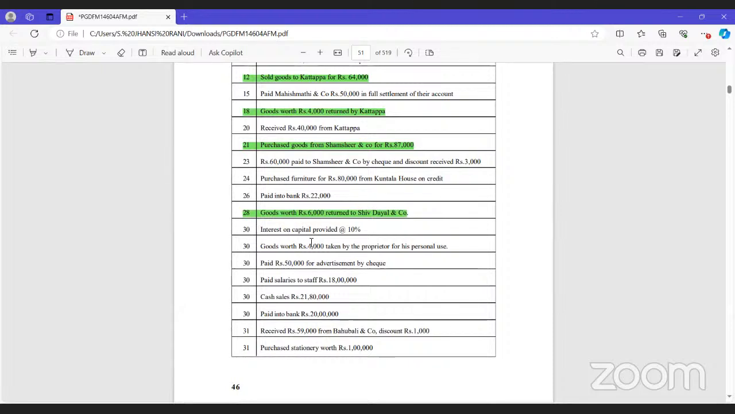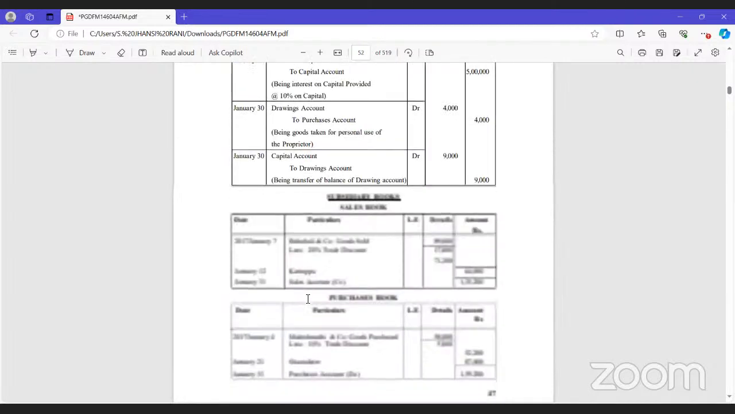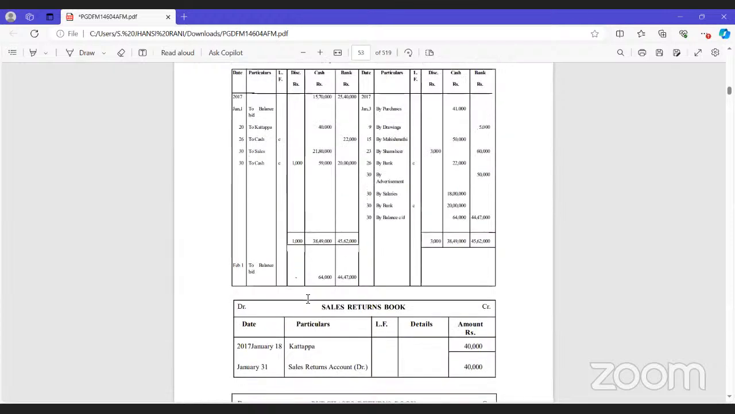Interest on capital provided. We are providing interest on capital. Next, goods worth 4,000 taken by the proprietor. So it's nothing but the drawings that have been taken, that is goods. Next, advertisement, which we are paying by cheque. Salaries, cash sales, paid into bank, received 59,000 from Bahubali. So we are receiving cash, and purchased stationery. We are purchasing the stationery also. So if we just look here, these are the different transactions given to us.